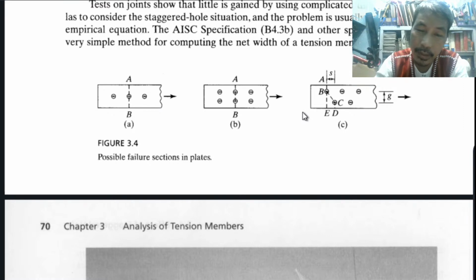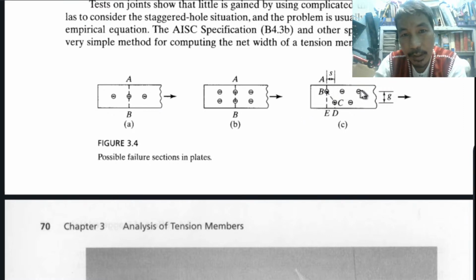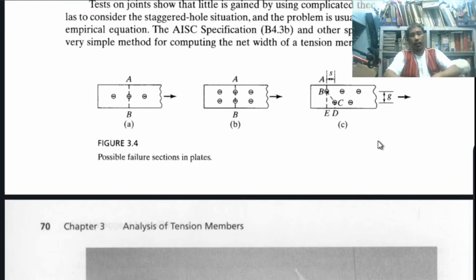They are transverse. Now, this one is not transverse because, as you can see, the holes are not aligned vertically and horizontally. Unlike this one, this is aligned horizontally and aligned vertically. This is aligned horizontally, but this is not. Diagonal. That is what we call staggered holes. And what is the shortest path? The shortest path is this one, ABE. That is the critical path.